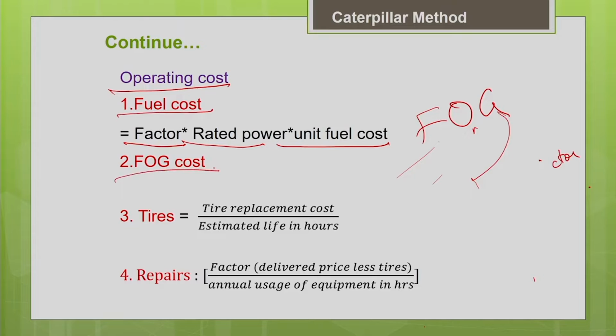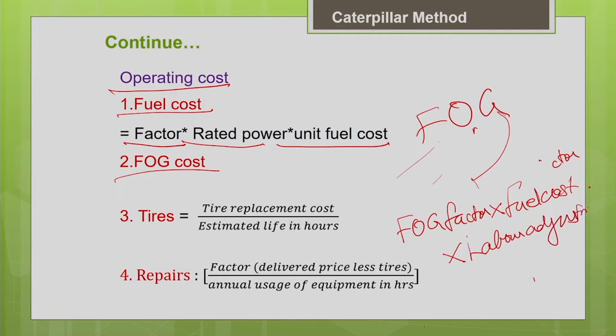In some other handbooks, you can see that they give it as a FOG factor. Factor in the sense, you have to multiply this factor by the fuel cost. It will be expressed as a percentage of the fuel cost. In addition, you have to apply some labor adjustment factor also to get an accurate value. Because depending upon the operator skill and the labor skill, all these operating costs will vary a lot.